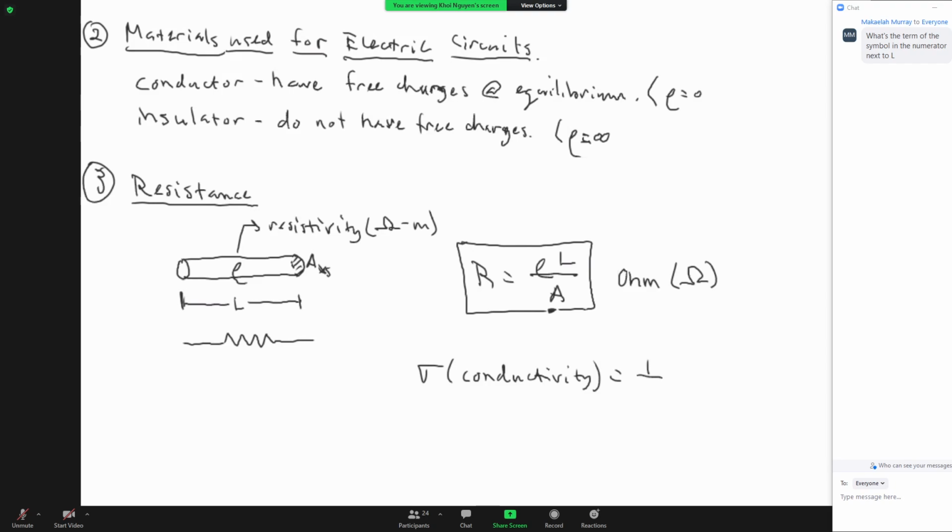What's the symbol for the numerator next to the length L? That's resistivity, rho. The units are in ohm meters. That's how I write my rho. Some people write it as a P. Yes, resistivity is 0 when you have a perfect conductor.